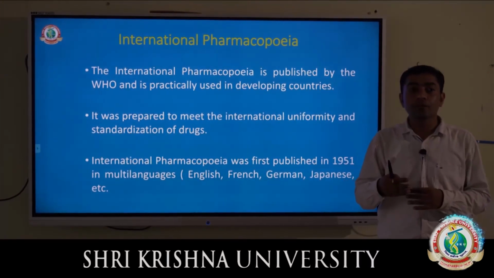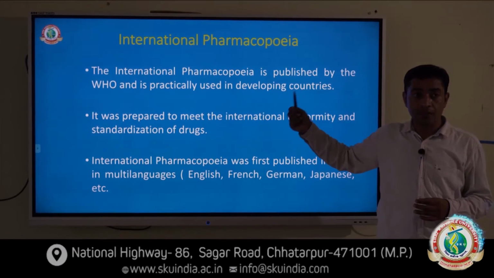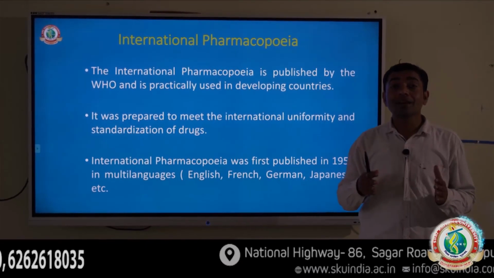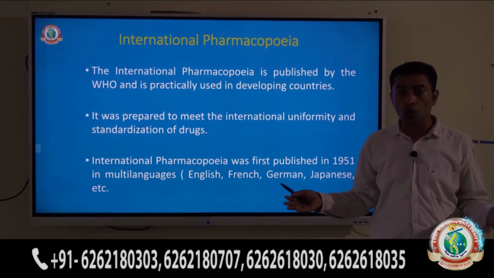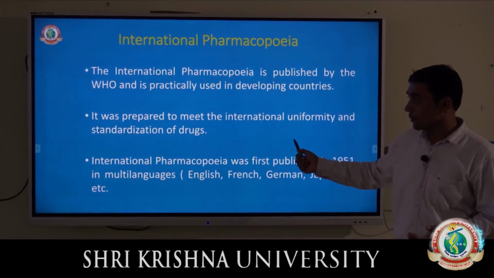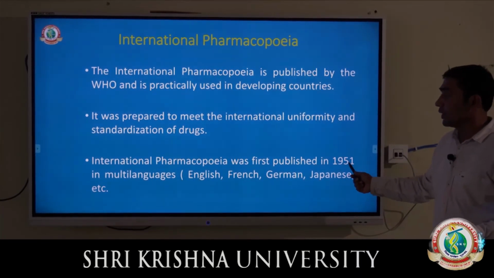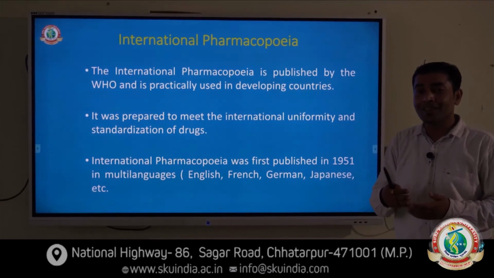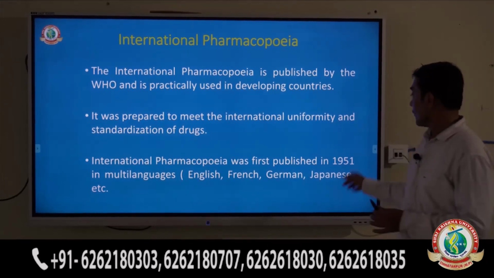So similarly, at the global level, the International Pharmacopoeia is published by the WHO, World Health Organization, to make uniformity in the dosage forms and drug substances in the whole globe. It was prepared to meet the international uniformity and standardization of the drugs. International Pharmacopoeia was first published in the year 1951 in multiple languages, meaning it is not published only in English or Greek, it is published in English, French, German, Japanese, etc.